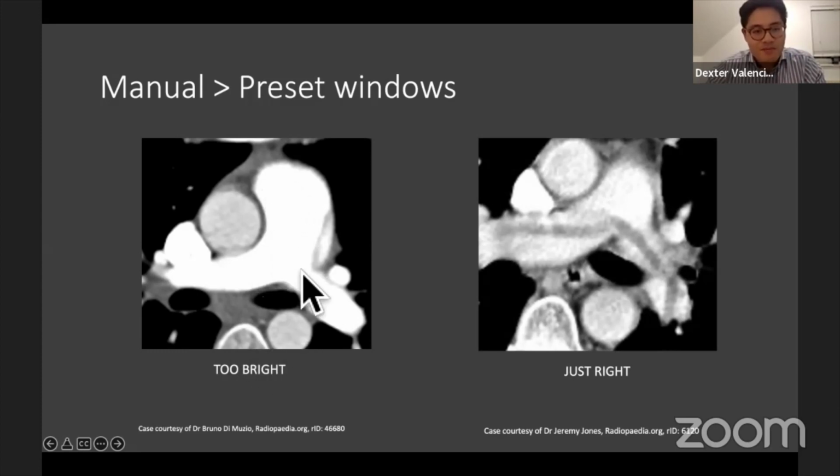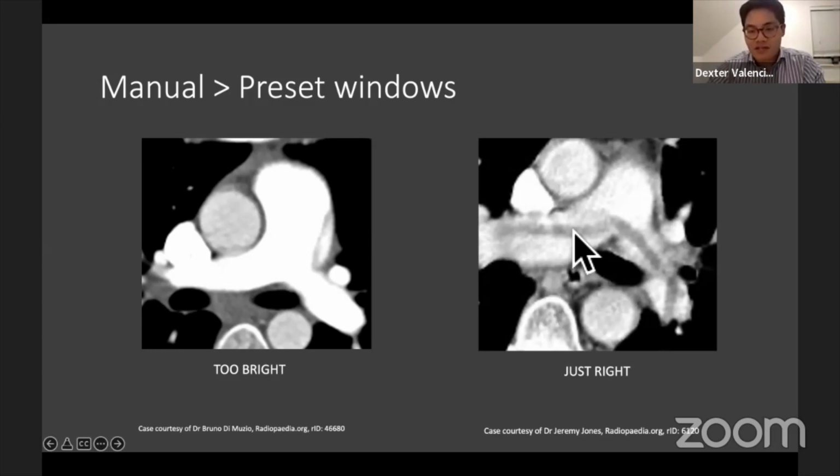If we go back to this main pulmonary artery, it's really bright. All you can really see here is white. You can't really see within the vessel. If it's too bright, you might not be able to see what's inside the vessel. So whenever you're looking at a CTPA, you want to window it, or adjust the brightness and contrast, so that you can see a little bit of graininess, a bit of gray within the vessel. That gives you the best chance of finding this PE.